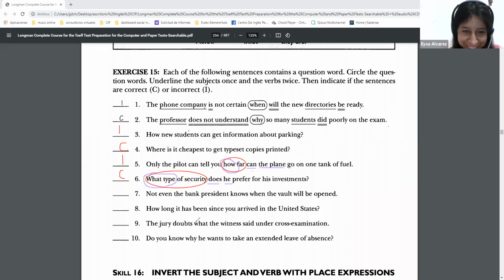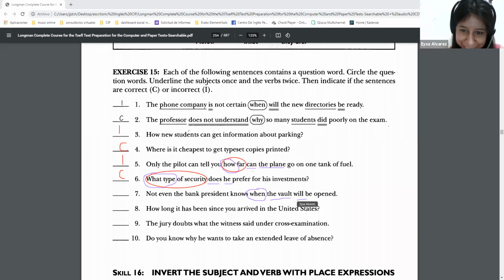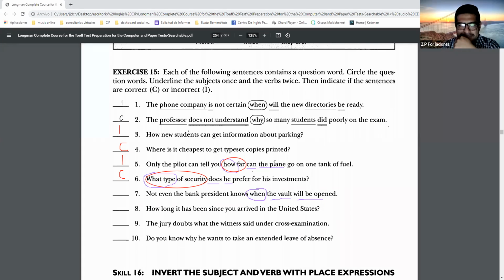Excellent. Okay, now the next one is not a question, and we have when. Here is a connector, very good. And we have the vault, and then the action will be open, right? Yes. So we have that one, subject and verb. So it's correct. Very good.